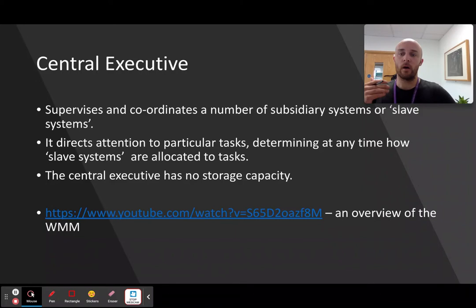Now, if you are doing a listening task, and you are literally doing a listening task right now, your central executive is going to be sending attention to your phonological loop, which is mostly in your ear, but parts in your brain, because it's trying to get you to pay attention to those words that are coming in. The central executive has no storage capacity, so it can't actually hold any information in. All it does is throw out attentional resources.